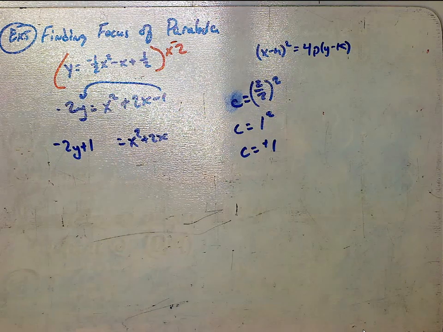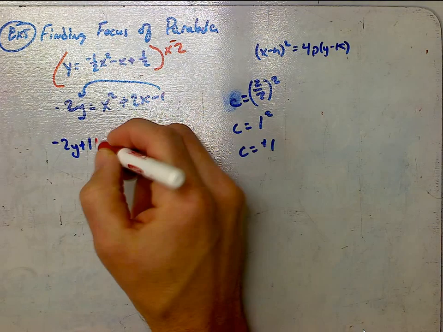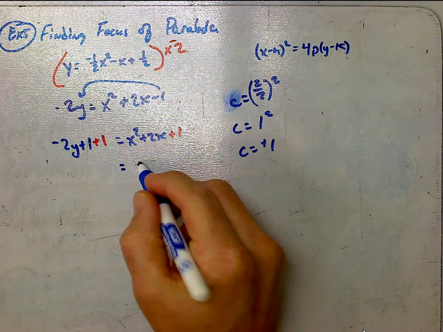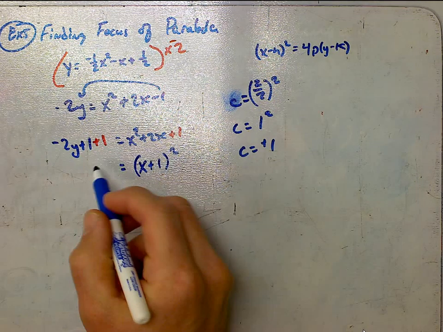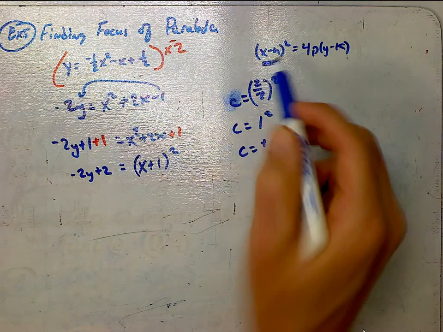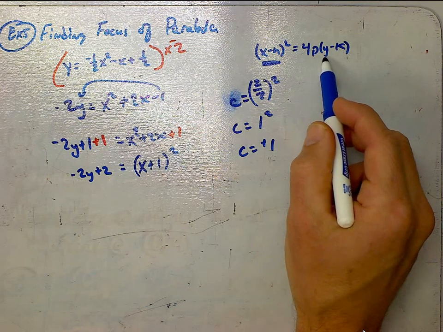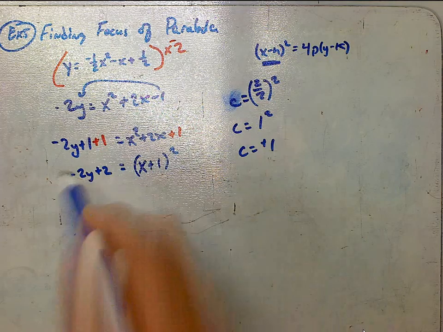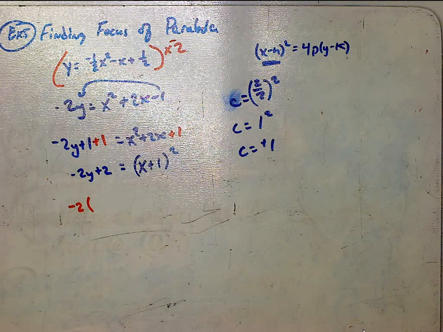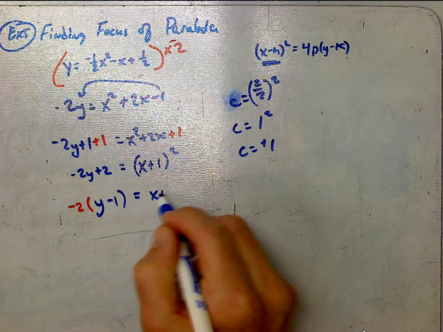Okay. And I'm also going to add this 1 that I need to complete the square to both sides like this. Add 1 on both sides. So this makes this factor to x plus 1 quantity squared. And over here I get negative 2y plus 2. So you'll notice I have this part done right here. But over here it has y as a 1 coefficient. So I need to factor out this coefficient here. I need to factor out a -2. So it becomes -2 times y minus 1, equals x plus 1 quantity squared.